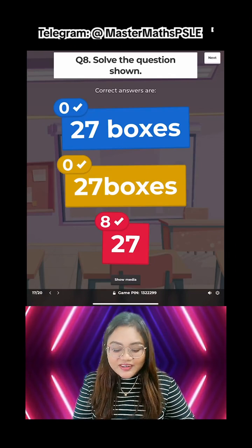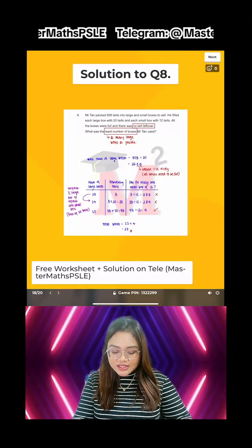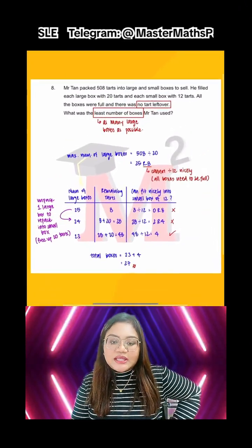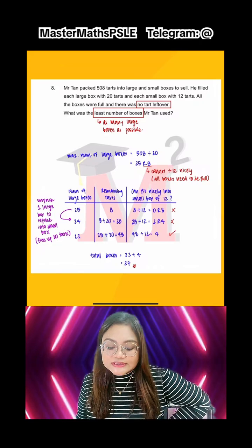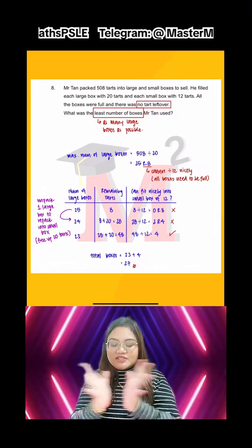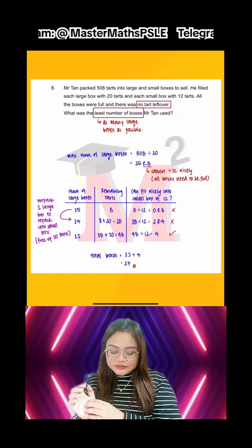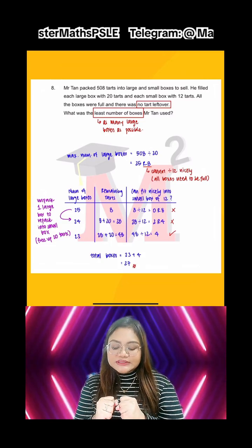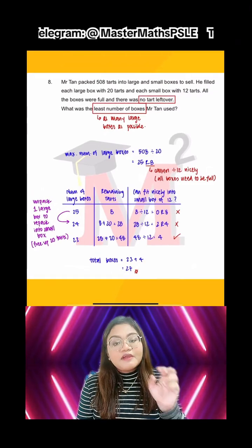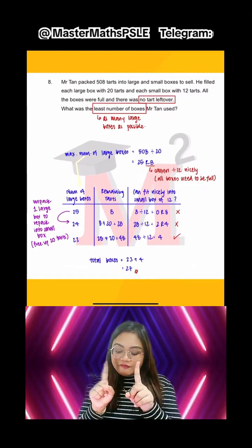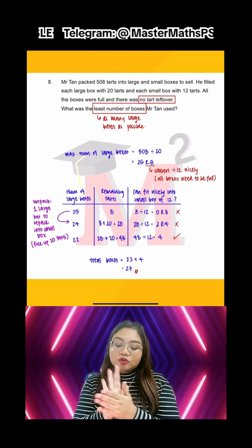Alright friends, the correct answer is 27. Wow. There are people who got 27. So let's take a look at how to solve this, okay? Now, if I want the least number of boxes, I will need many big ones. I need big ones first so I have less boxes. So the maximum number of big boxes that I can have is 25. But if I have 25, my remainder of 8 cannot fit into our small box nicely because all the boxes need to be full.